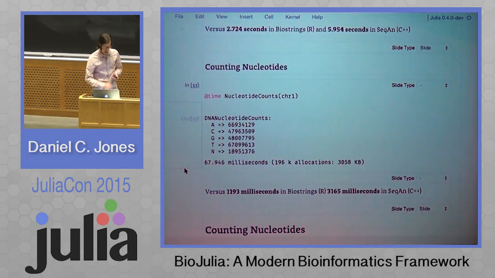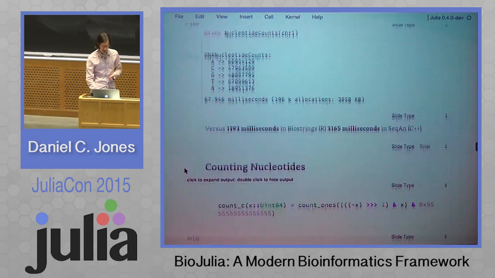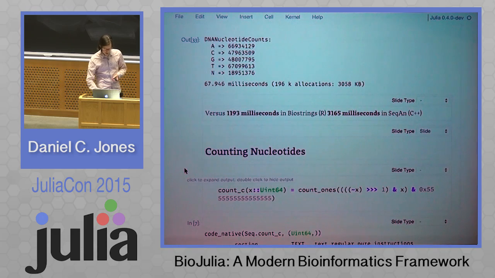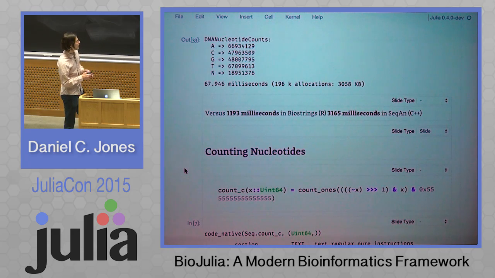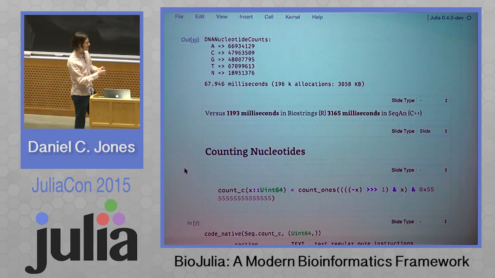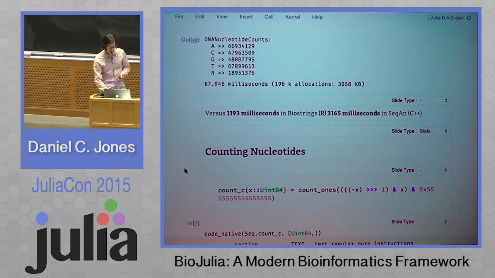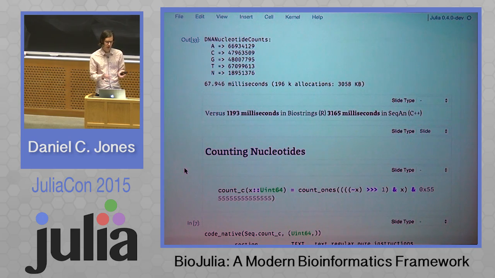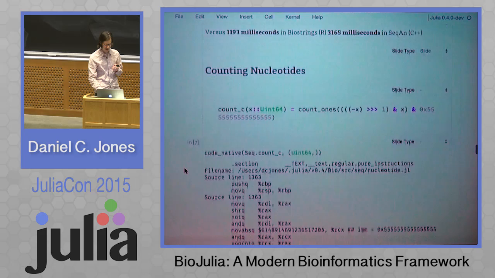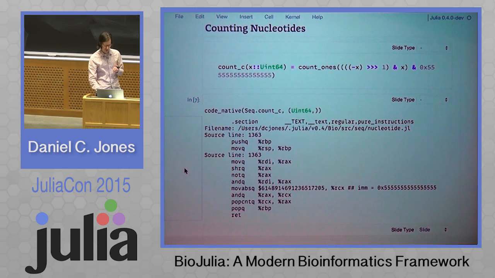Then counting nucleotides, we can do that way, way faster than anyone else. This takes advantage of our 2-bit encoding. To get a sense of what we're doing, this is how you count Cs in a nucleotide sequence encoded in an integer. It's just a handful of instructions to count how many Cs are in a 32 nucleotide sequence. So that's the native code.